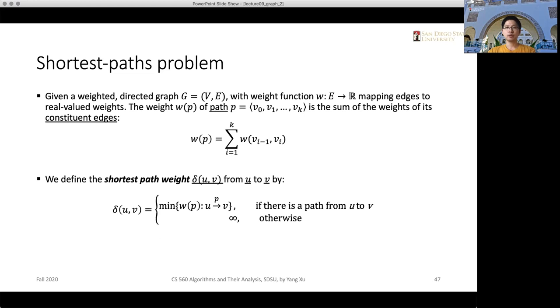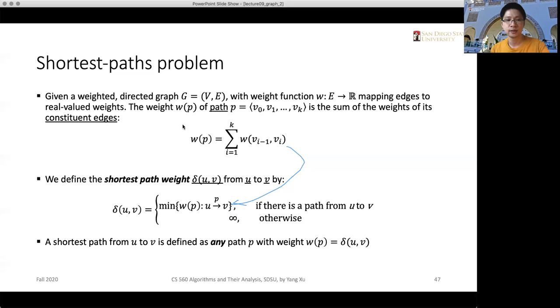And the weight w(p) is defined in the equations above, so the above equation will be used here. We find the minimal value because there could be multiple weights, and that minimal weight is the so-called shortest path weight. If there's no path, that is, U and V are separated and V is not reachable from U, then we define the shortest path weight to be infinity.